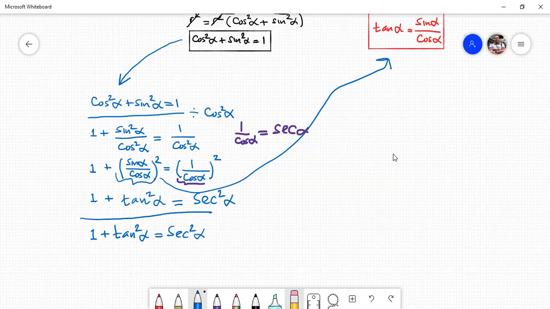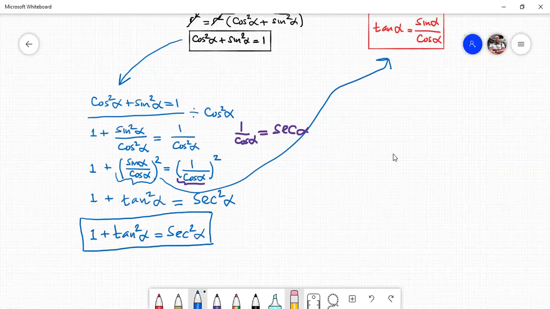Wow, it looks amazing, right? Very good, isn't it? So mathematics is wonderful. Okay, this is our third formula.